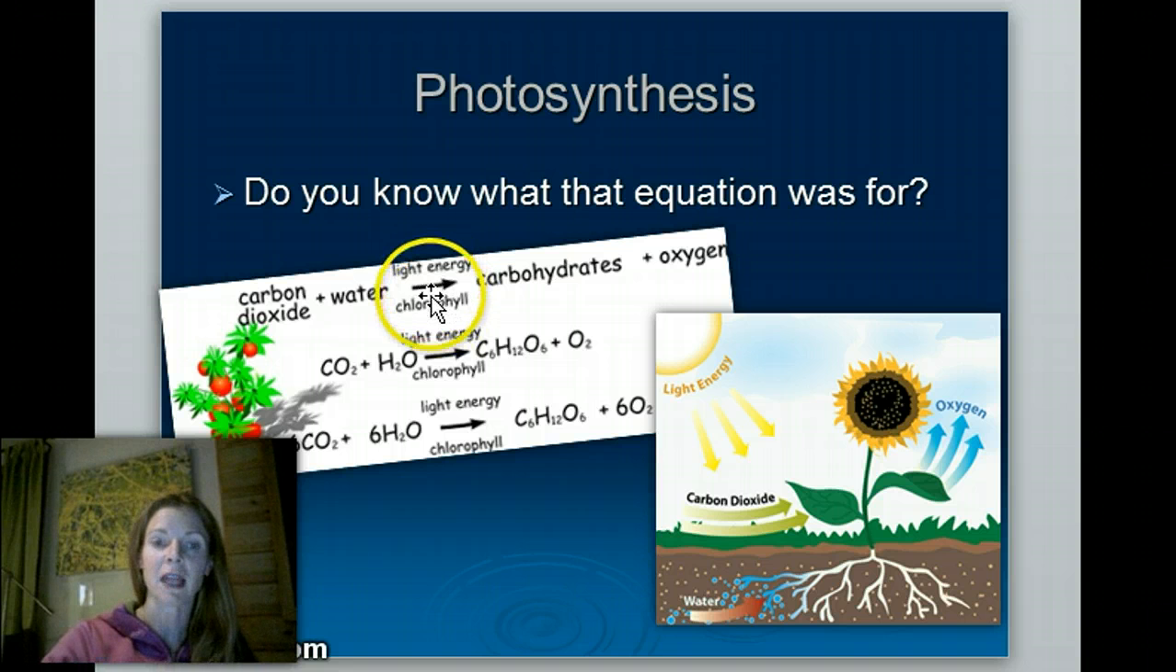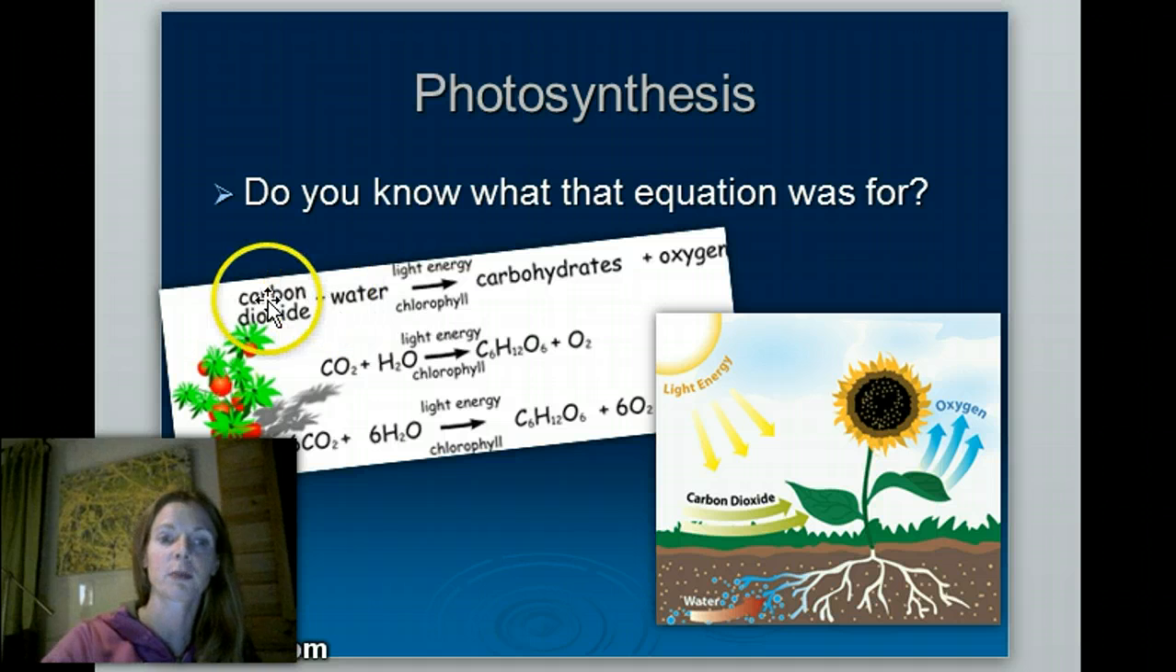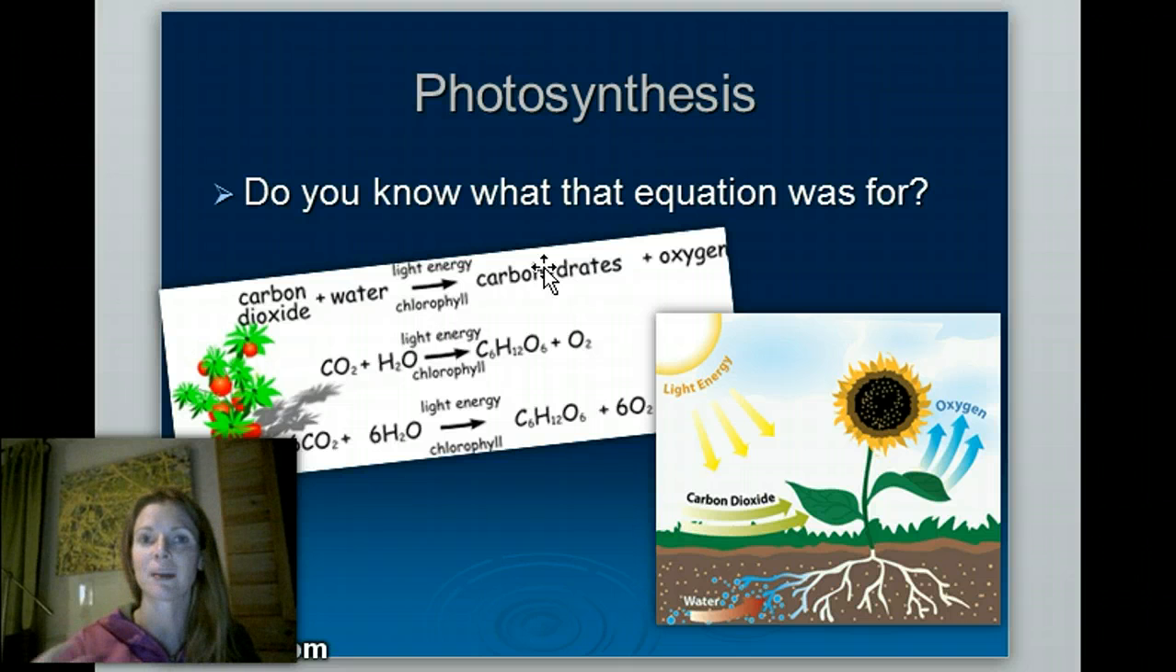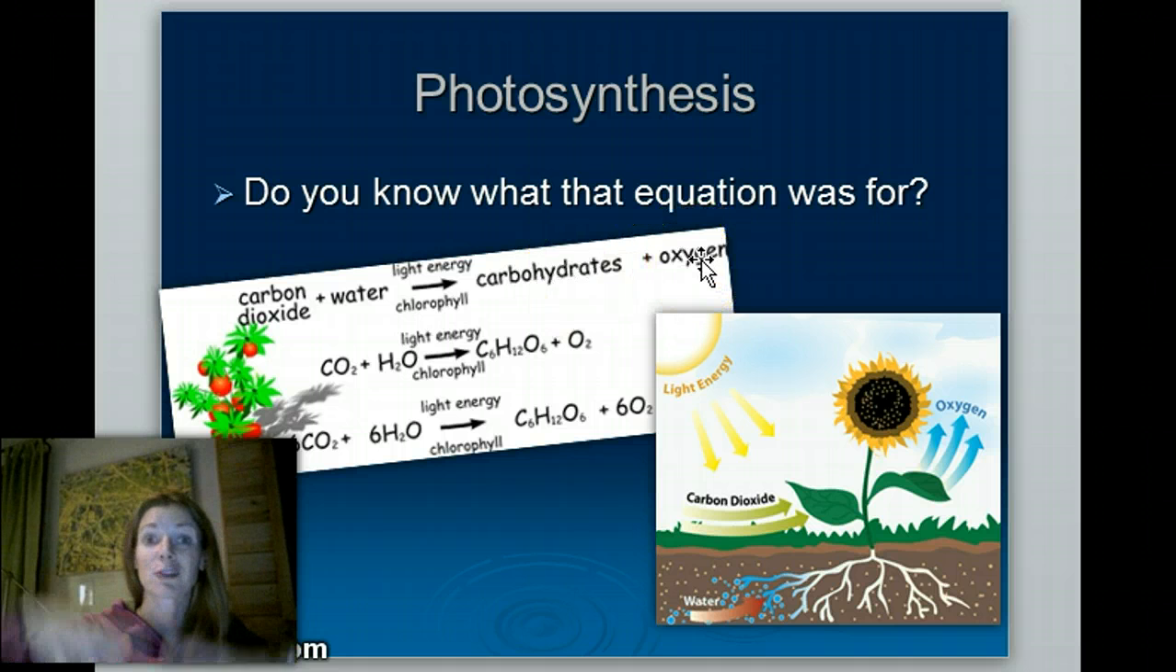So through sunlight, which you have to have, you're going to convert carbon dioxide and water, not you because you're not a plant, but the plant will. So they're going to convert carbon dioxide and water to carbohydrates in the form of glucose. Glucose is the simplest form of sugar, okay? So a glucose molecule is one sugar molecule, which is known as a carbohydrate, plus oxygen. Plants release oxygen, which is a wonderful thing.